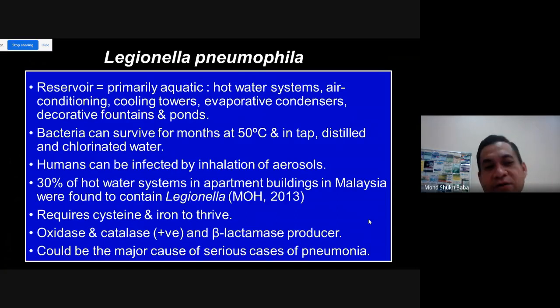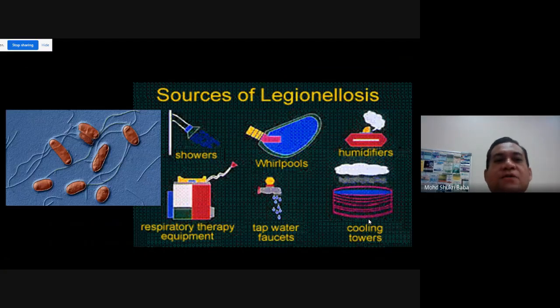So be careful kalau you nak guna water heater, shower yang air panas dalam hotel tu, okay, because dia probably can contain Legionella. They required cysteine and iron to thrive, okay. Oxidase catalase positive, and also dia adalah beta-lactamase producer. It could be the major cause of serious case of pneumonia. Alright, so be careful. So source of Legionellosis, penyakit yang disebabkan Legionella, okay.